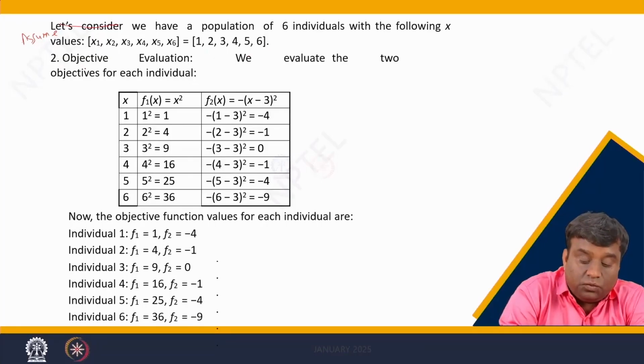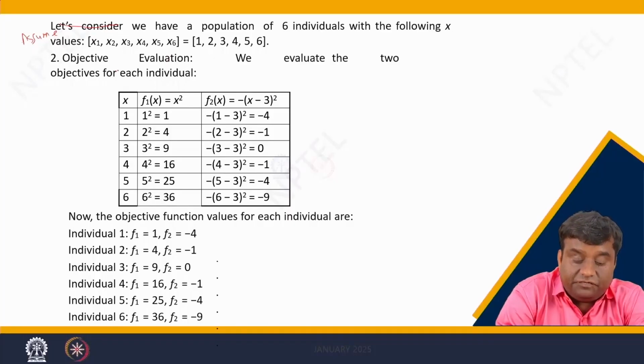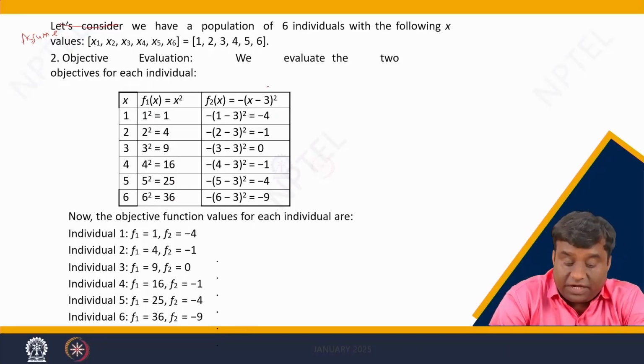In step 2, we need to evaluate the objective functions. So objective evaluation. We evaluate that two objective for each individuals. So that individuals are x1, 2, 3, 4, 5, 6. So f1x equal to x square. So 1 square is 1, 2 square 4, 3 square 9. Similarly 4 square 16, 25 and 36. f2x is minus of x minus 3 whole square.